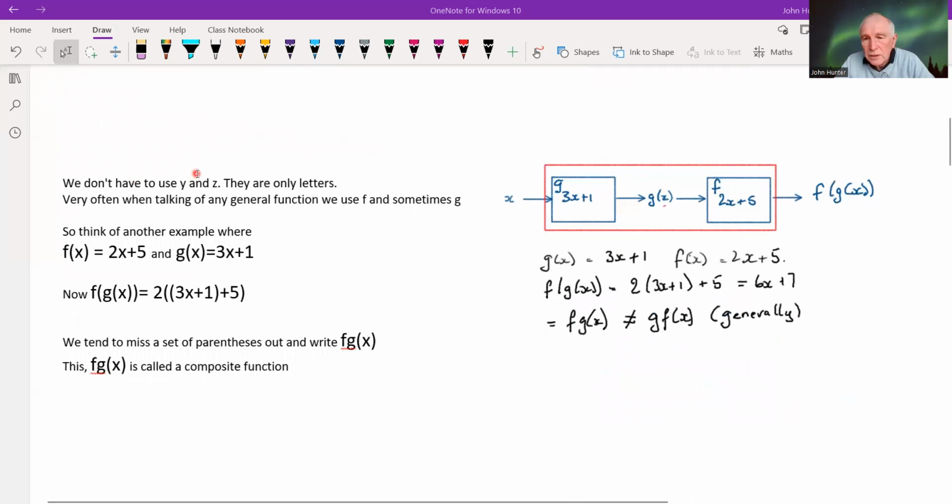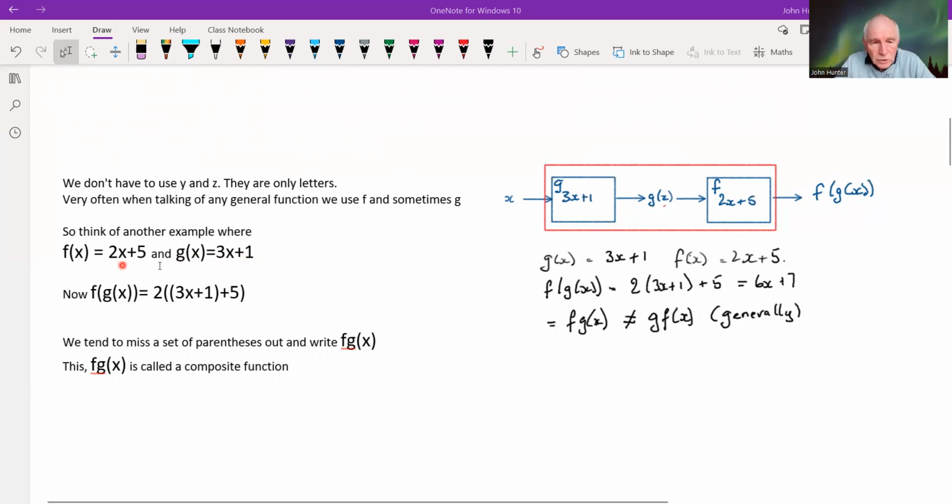Now we don't have to use y and z. It helps just to illustrate it at that stage, but they're only letters at the end of the day, and very often when we're talking about functions, we tend to use f. If we need another one, we tend to use g. There are other kinds of notations and systems, if you like, but f and g is quite common. So if we think of another example here, where f of x is 2x plus 5 and g of x is 3x plus 1.